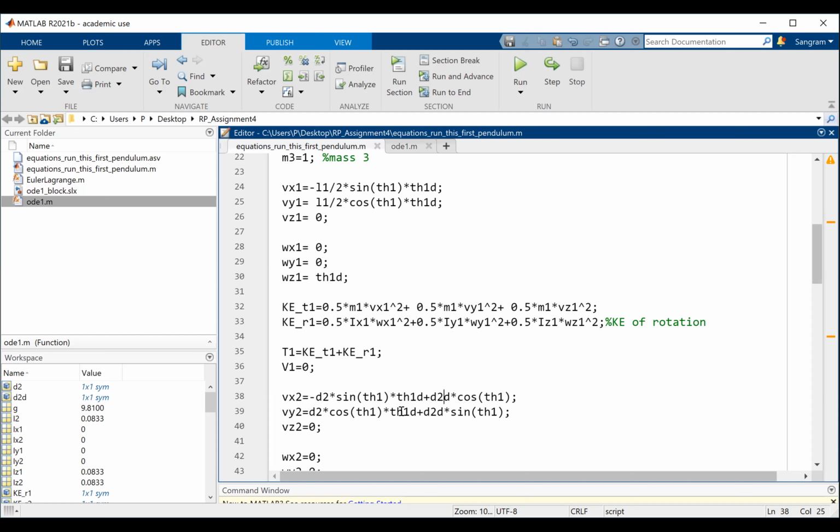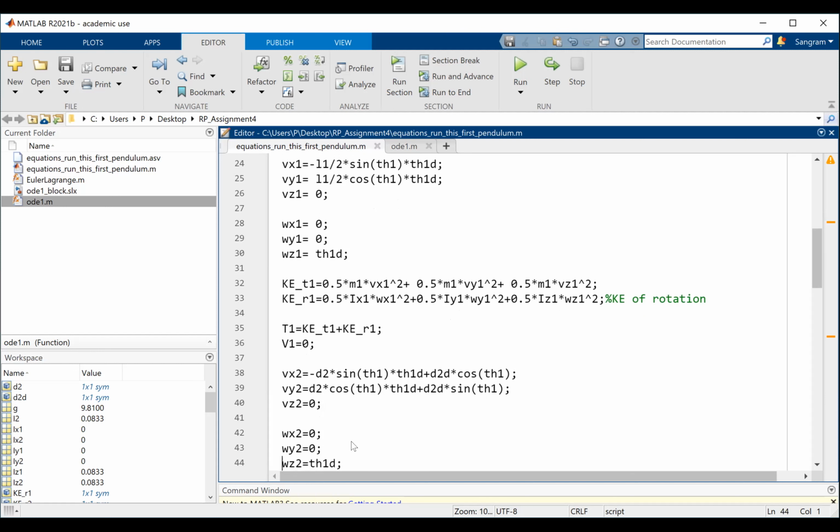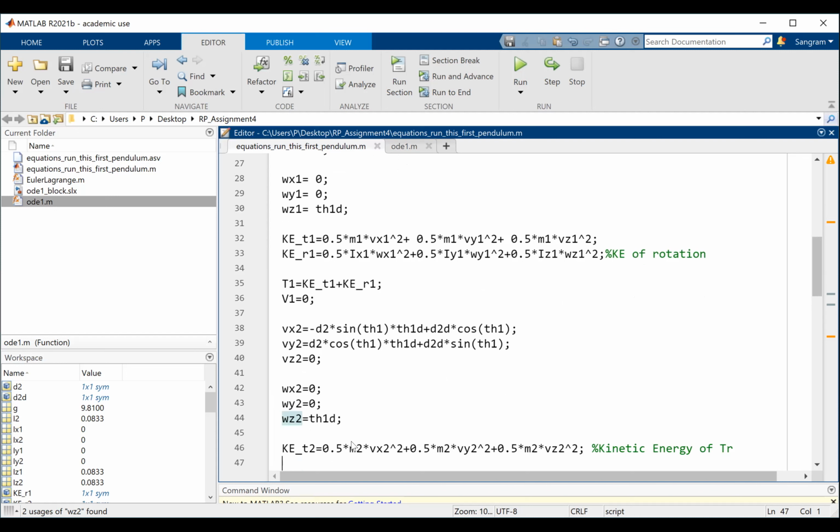It's very important. The last part is omega x2 is 0, omega y2 is equal to 0, and omega z2 is equal to theta 1 dot. Is everyone up to this point? Okay, code it. That will save you a lot of headache later.